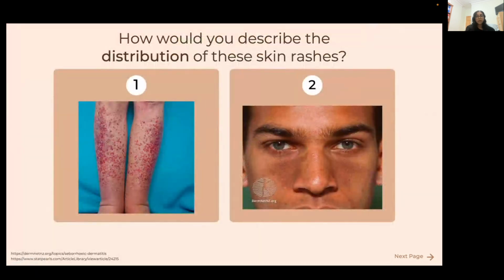So here are some images. How would you describe the distribution of these rashes?